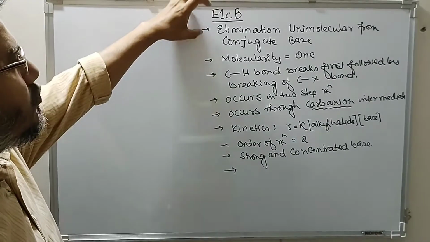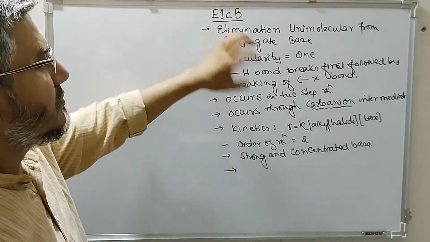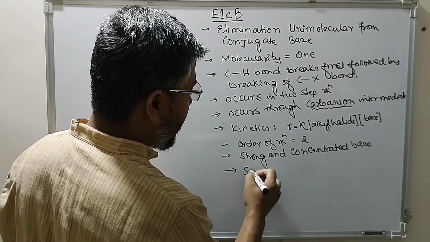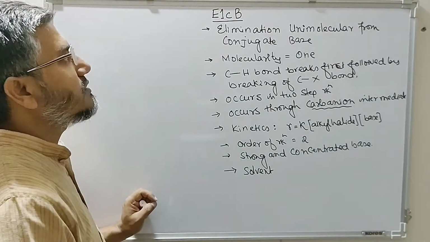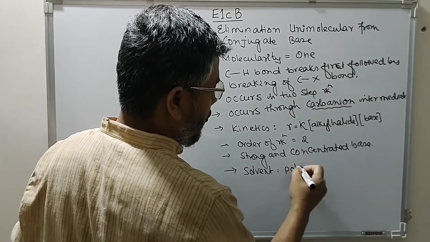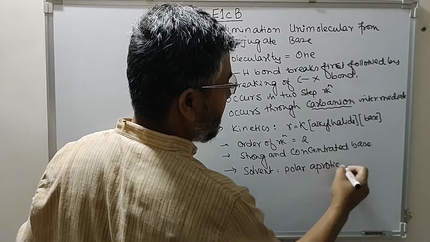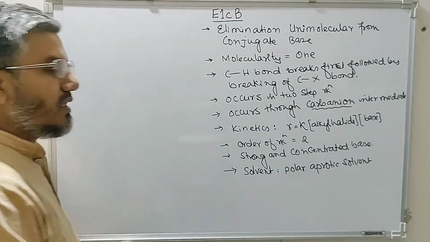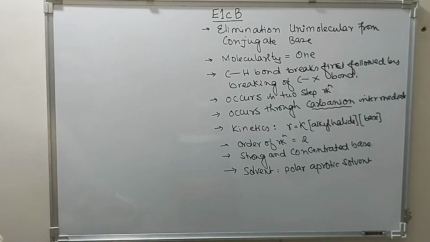Now for this E1cB reaction, elimination from conjugate base, the requirement of solvent, because again solvent plays a very important role for this E1cB. So the solvent has to be polar aprotic solvent. So the role of solvent is that a polar aprotic solvent must be used for this E1cB mechanism.